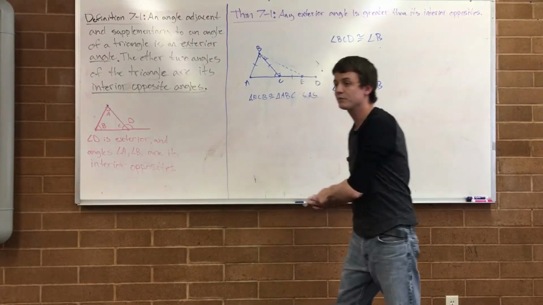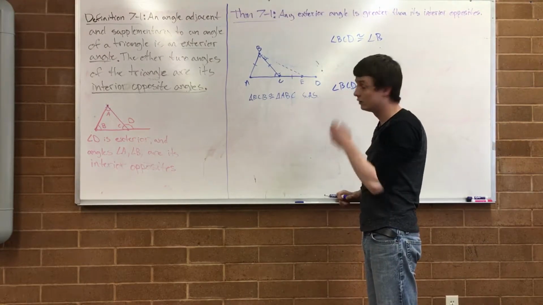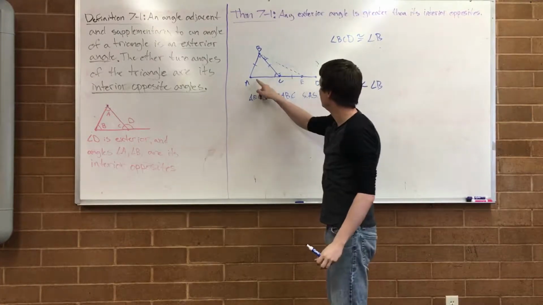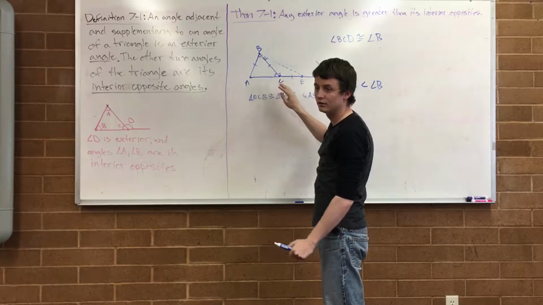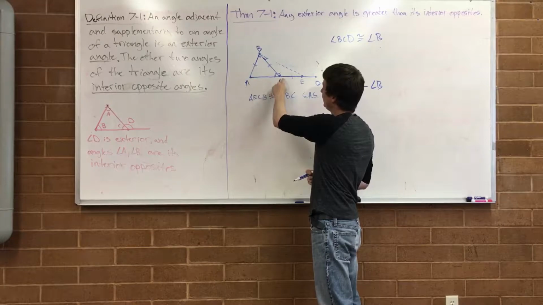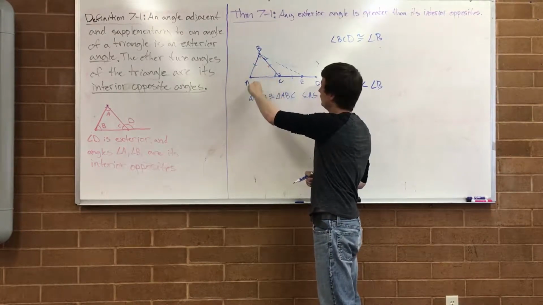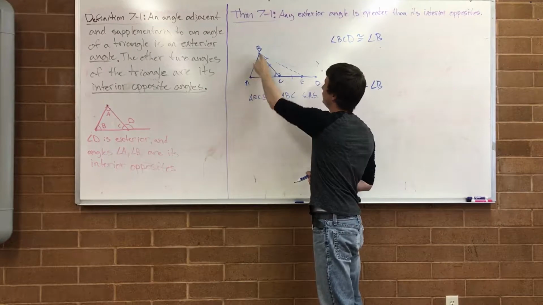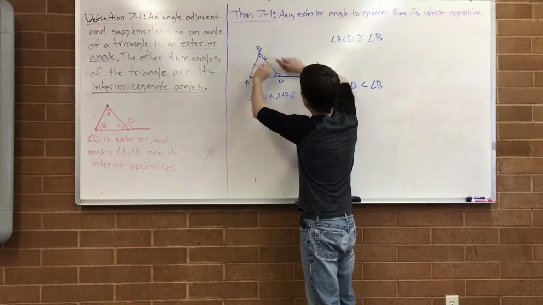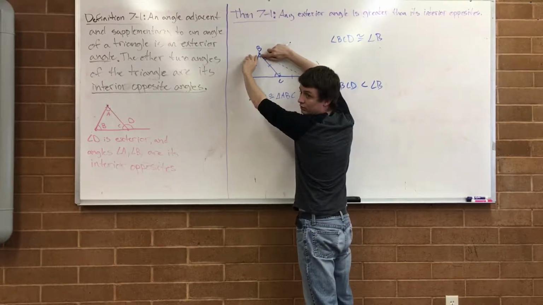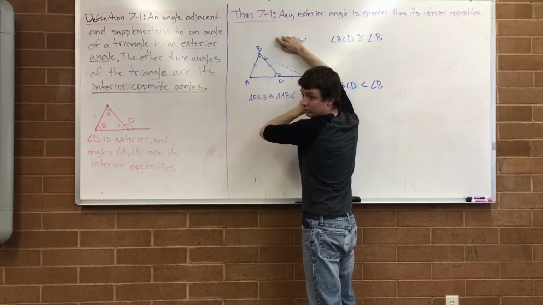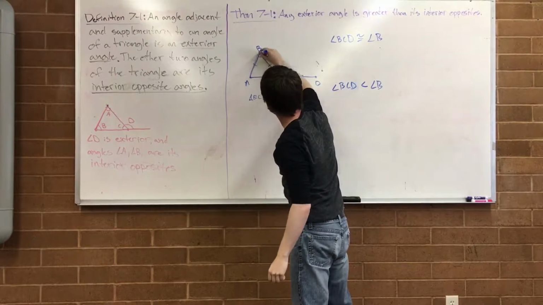Wait, I'm confused why you went from ACE to ABE. I was just naming the same line two different ways. ACE to ABE. Okay. So this angle is congruent to this angle. And this angle is congruent to this angle. These two together make a straight angle. Which means that these two together make a straight angle. Which means that this is a straight line.